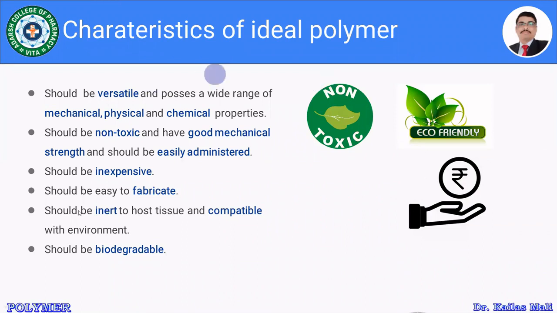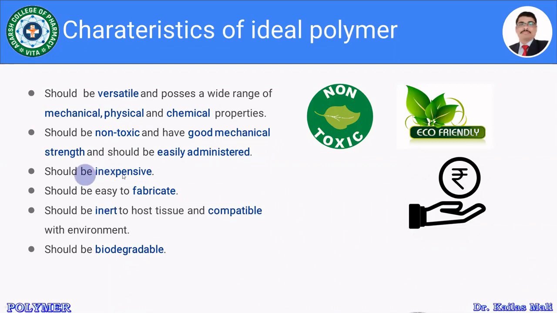So the polymer which is selected for the drug delivery system should be versatile and possess a wide range of mechanical, physical and chemical properties. That is one of the important points which needs to be considered, that the polymer should be versatile and possess a wide range of mechanical, physical and chemical properties. It should be non-toxic, isn't it? It should be non-toxic and have good mechanical strength and should be easily administered by a specific route of administration.